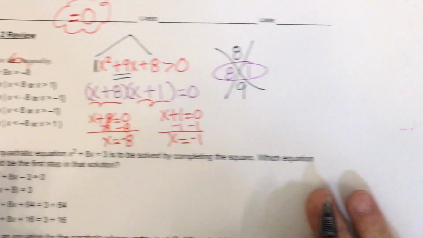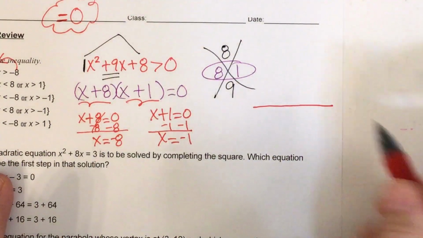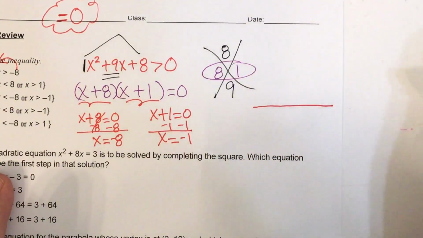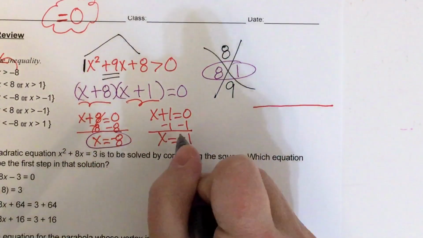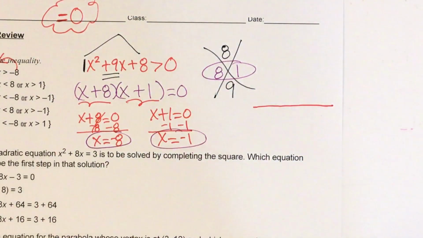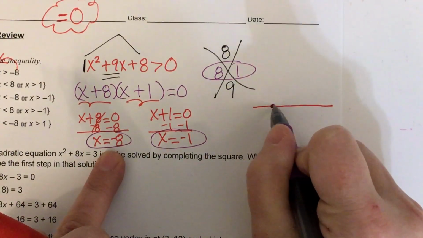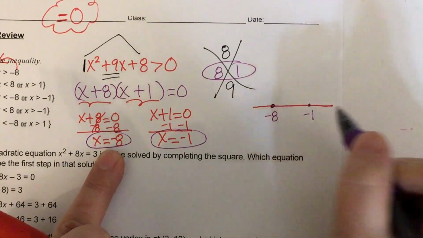Okay, so I'm going to come over here and make a rough sketch of this. This is just my x-axis, so I'm not going to do the whole x and y-axis. So these are your roots, solutions, x-intercepts. This is where the graph would touch the x-axis, so it would touch at negative 8, and it would touch at negative 1.